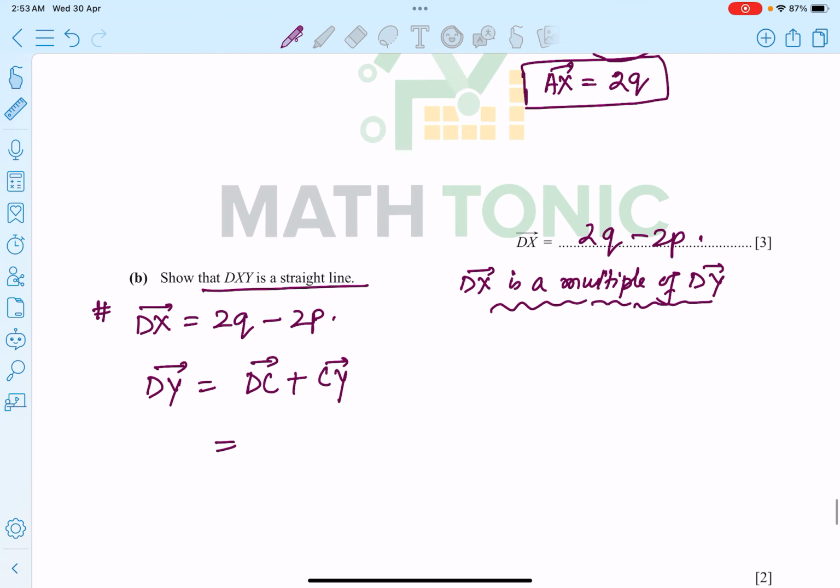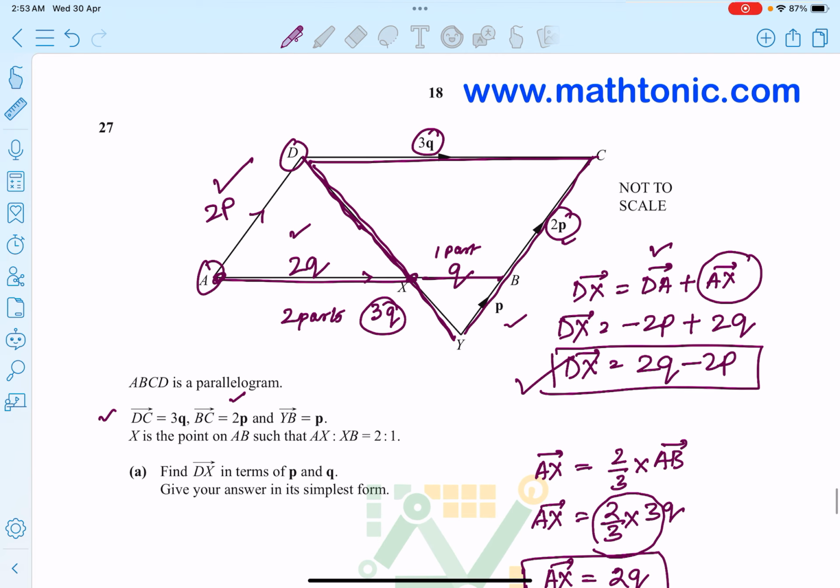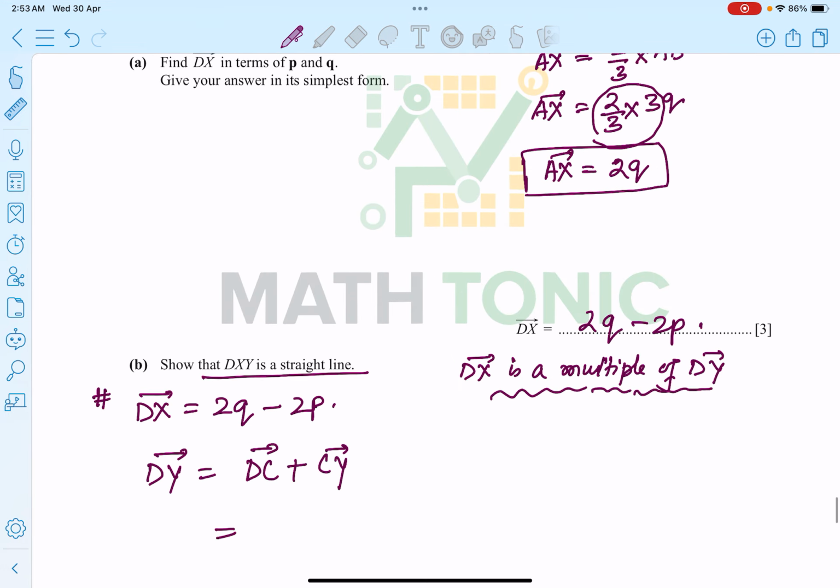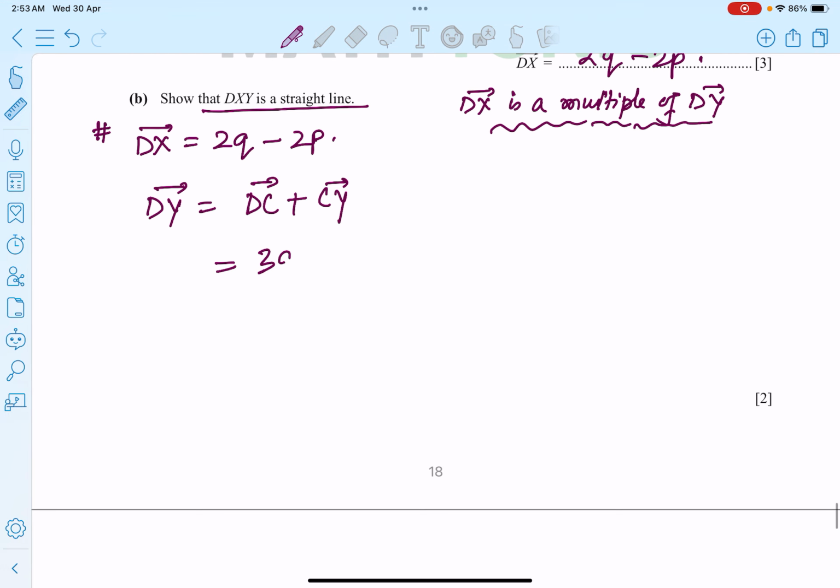What is DC vector? DC vector is given as 3Q. And CY, listen carefully. If I go from Y to C, I am getting P plus 2P, that is 3P vector. But when I am coming from C to Y, the direction changes, so that becomes minus 3P vector. So this one I got 3Q minus 3P. Got it? So this is how we got DY vector.